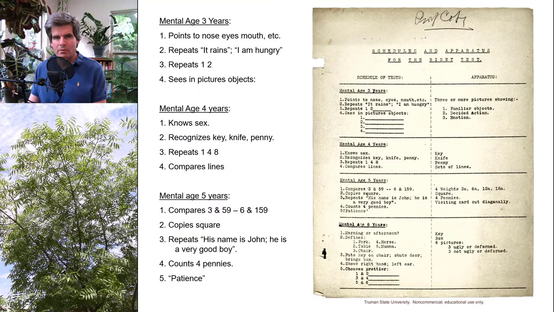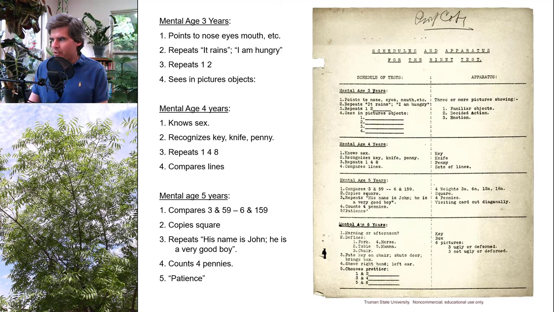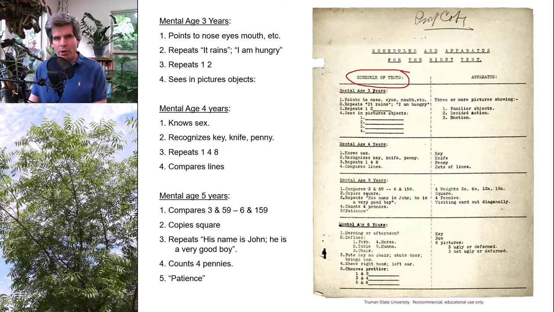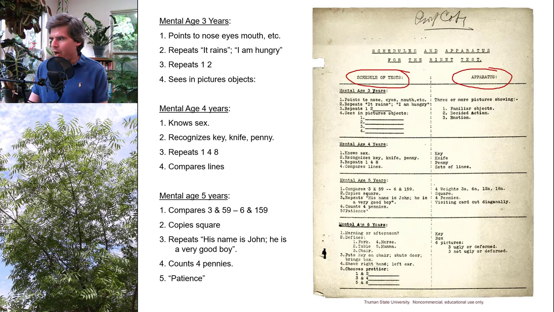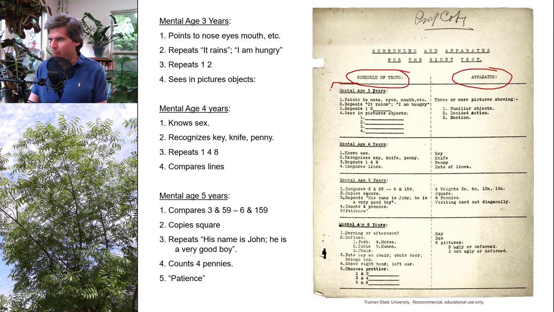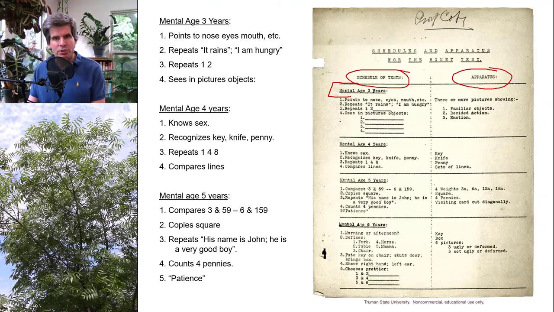And here's an example of what that test looked like. So we have this page here, and on the left-hand side, there's a column that says Schedule of Tests, which is a list of questions that are administered to a child. And then on the right-hand side, it says Apparatus, which are objects that are needed in order to administer the test. And then it's broken down into what they call mental ages, and there's a list of tasks that a child is supposed to be able to do at each mental age.